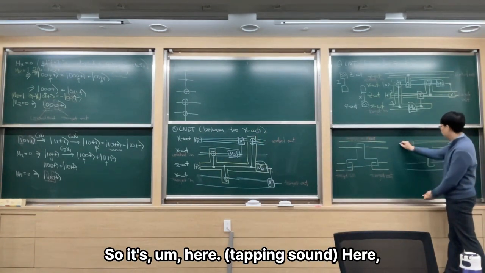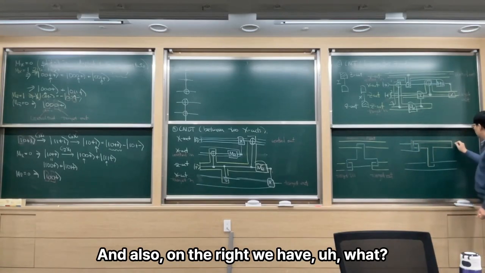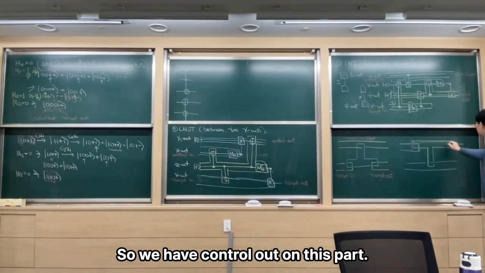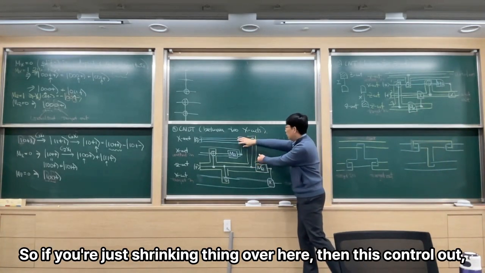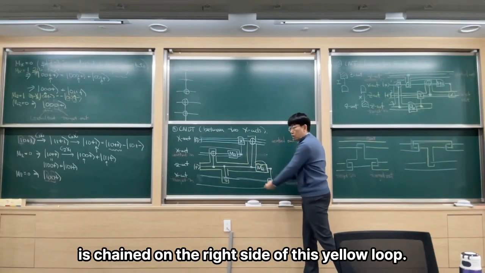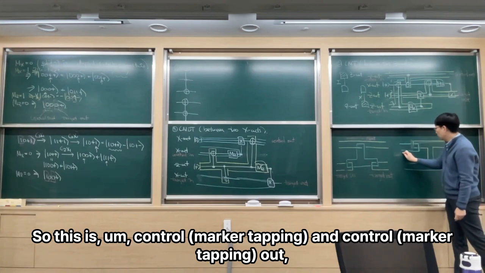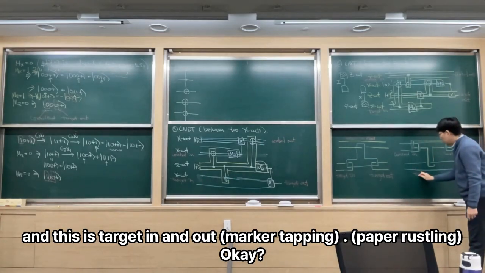So here we have looping, and also on the right we have the control out. So we have control out in this part. If you're just shrinking things over here, then this control out, the blue half loop, is chained on the right side of this yellow loop. So let me name this. This is control in and control out. And this is target in and out.